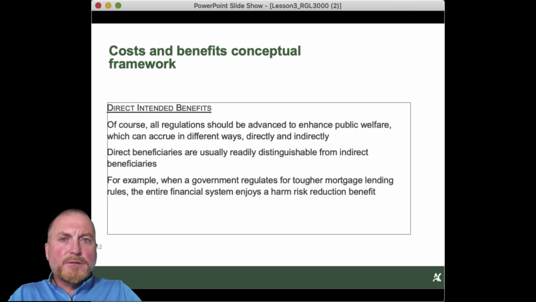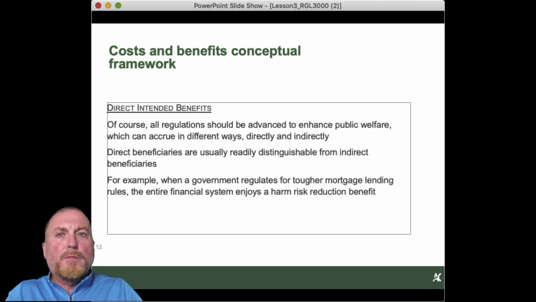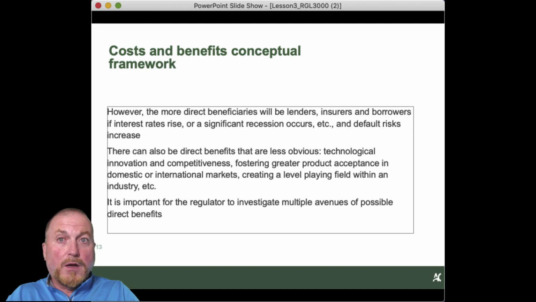Direct intended benefits of a regulation. All regulations should be advanced to enhance public welfare, obviously, which can accrue in different ways, directly and indirectly. Direct beneficiaries are usually readily distinguishable from indirect beneficiaries. For example, when a government regulates for tougher mortgage lending rules, the entire financial system enjoys a benefit, that benefit being reduced risk of loss of their resources. In that case, the direct beneficiaries will be lenders, insurers, borrowers, etc. There can also be direct benefits that are less obvious, like technological innovation and competitiveness.